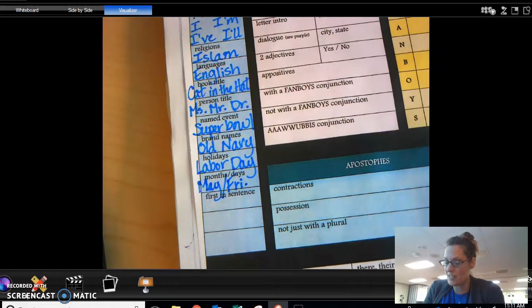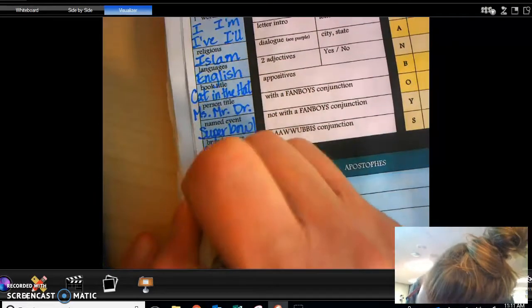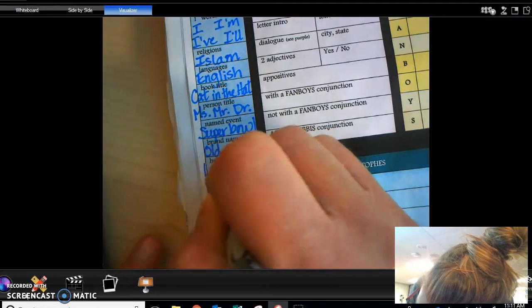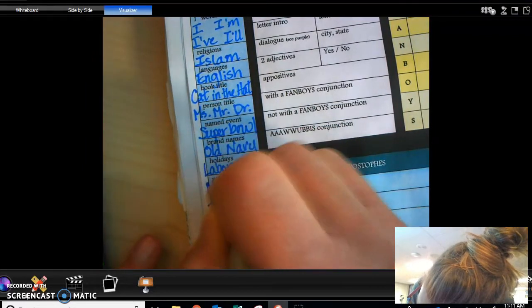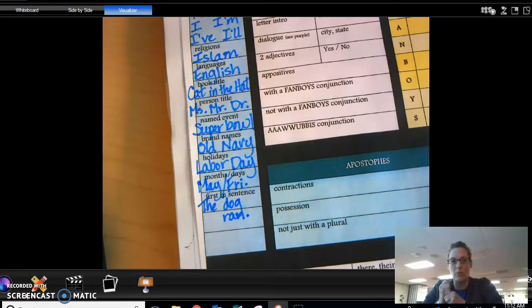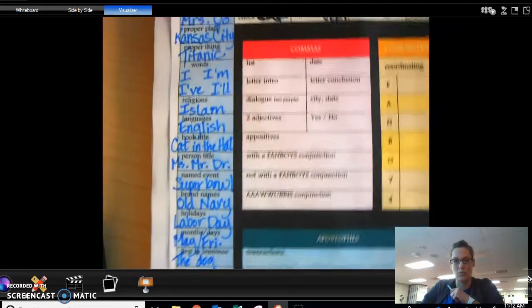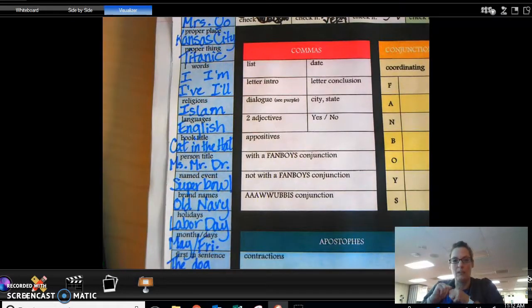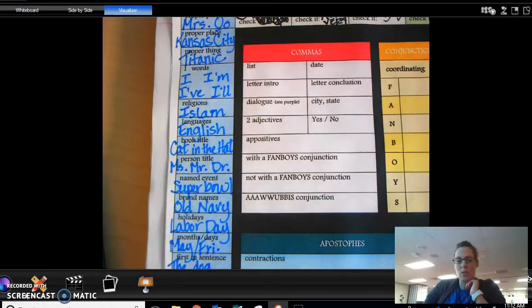And then first word in a sentence. We'll go with the dog ran. So again, you're probably getting kind of cramped in that area, but your goal is to keep things as short as possible because you want to make sure that that serves as a reference for you, different ways that you can use capitalization. Okay, all right, good work.